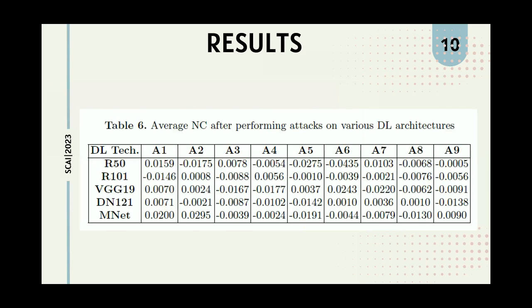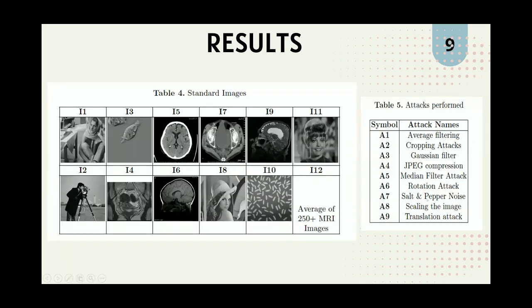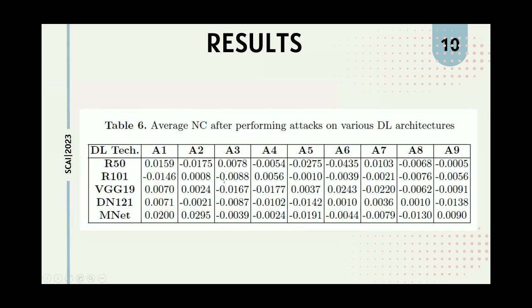So the attacks are shown here. Here I have used the notations A1, A2, A3. Basically, their notations are given here in the table, and these are the images I1, I2, I3, whose notations are used in the further results. So first of all, which deep learning technique should one use? The test was performed on ResNet 50, ResNet 101, VGG 19, DenseNet 121, and MobileNet.